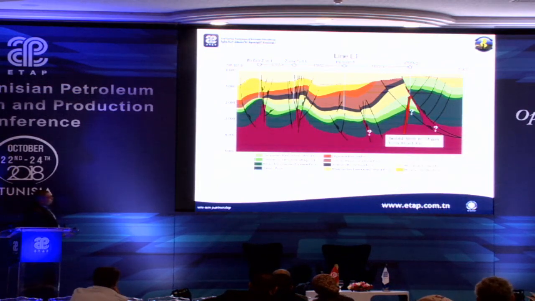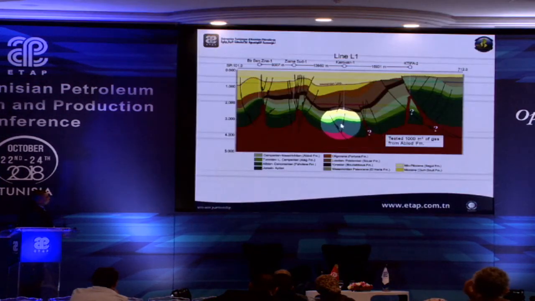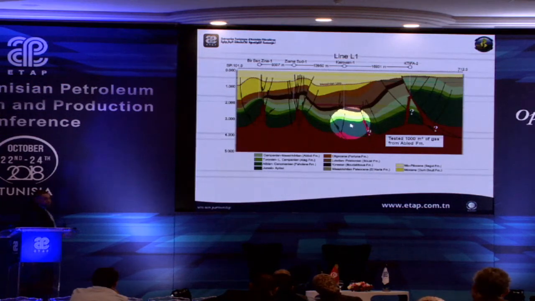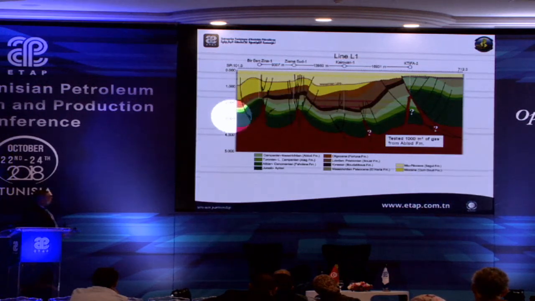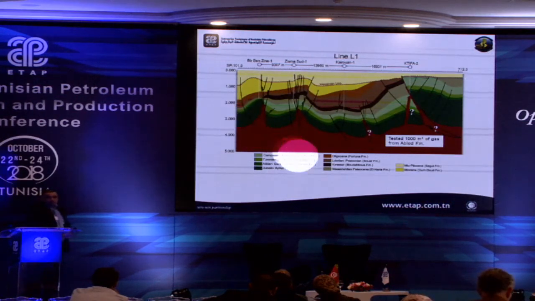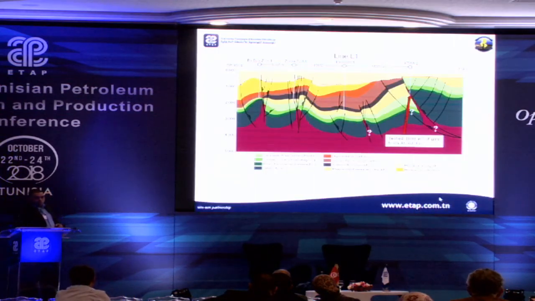So in this well, Ktifa 2, it tested 1,000 cubic meters of gas from the Abiod formation. We penetrated just a few tens of meters of the Abiod formation, and we tested 1,000 cubic meters of gas. Probably the system here, the green one, is the well-known Fahdan formation, the main source rock in the area. And as you can see, at more than 3 seconds two-way time, it is good to be mature and expel its oil.